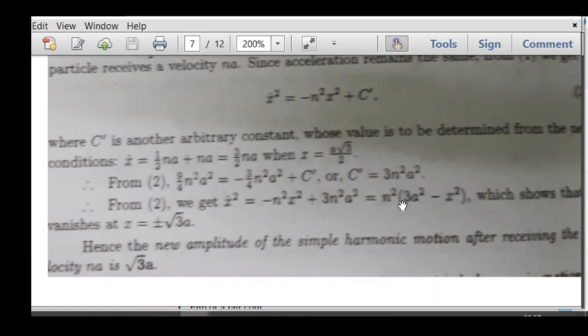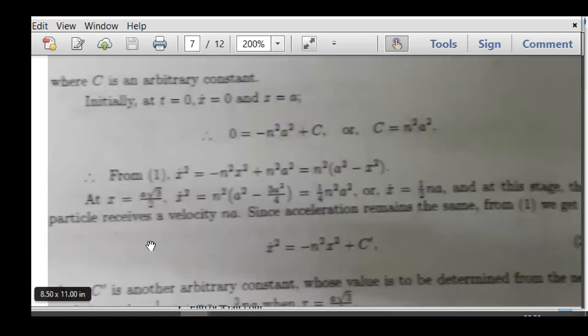Now, hence the new amplitude of the simple harmonic motion after receiving the velocity na is root 3a. Amplitude means what? Maximum distance. The maximum distance is the distance where the velocity will vanish, that means the particle will again come to rest, that means x dot will equal 0. So if I put x dot equal to 0 here, I can find this quantity, x equals root 3a. So this is my amplitude.